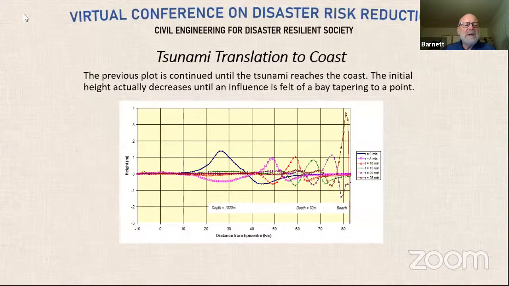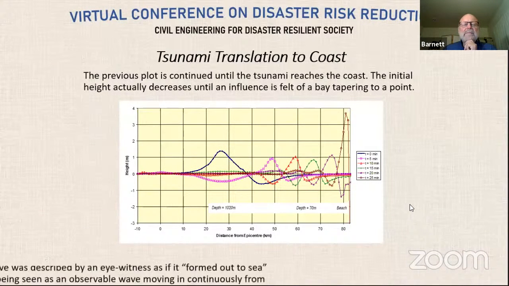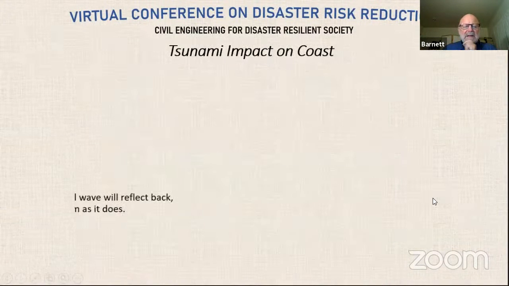So the previous plot continues until the tsunami reaches the coast. Here you're getting up to about a meter high, and then it suddenly gets close to the coast of the beach, and it gets up to about 3.5 or almost 4 meters high there. And that's a bay tapering to a point there. Next, please.